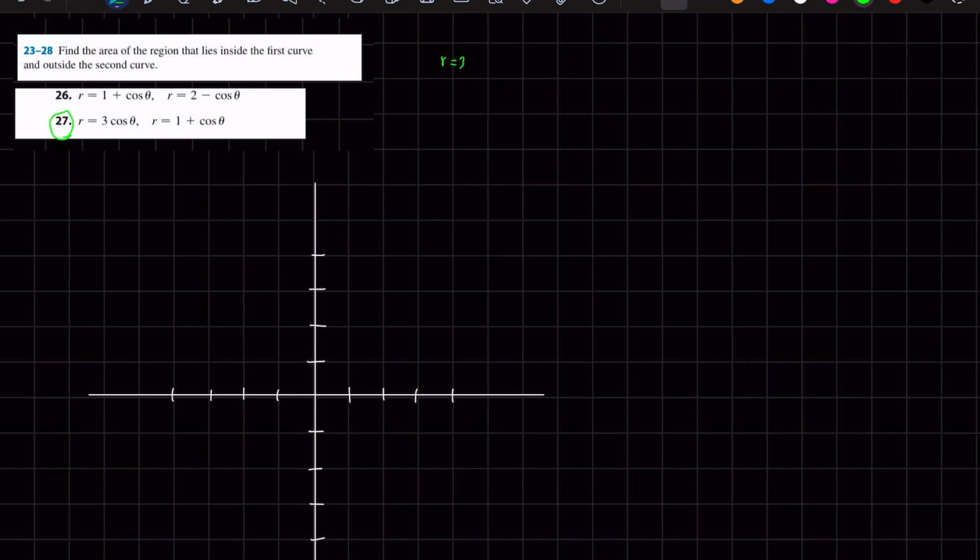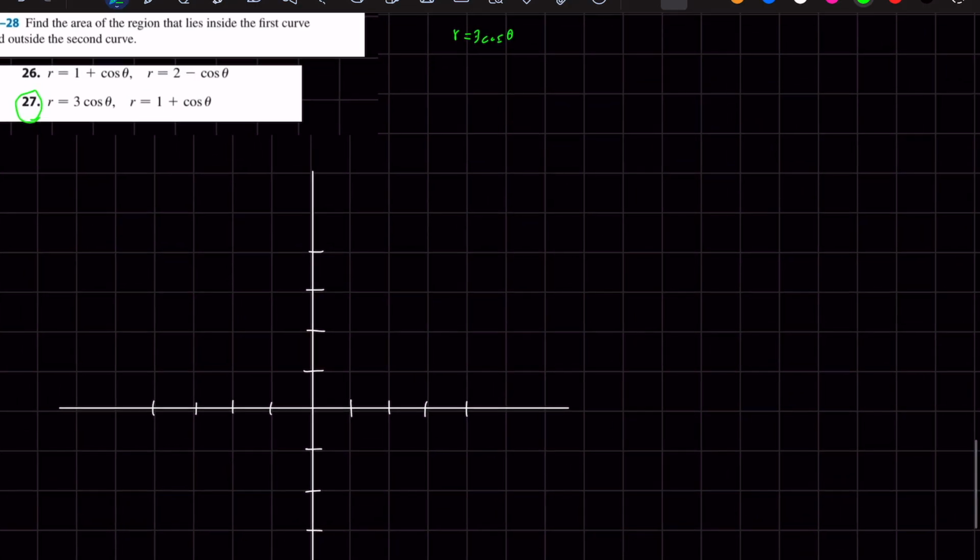r equals 3 cosine theta. This is one of the graphs that's pretty easy to sketch, because cosine theta is just a circle when you have it like this. That 3 just tells us we're going to move 3 units to the right and then start our circle. So we go 1, 2, 3 right here, and we just draw a circle that goes back and touches the origin. It's going to be a straight circle like this.